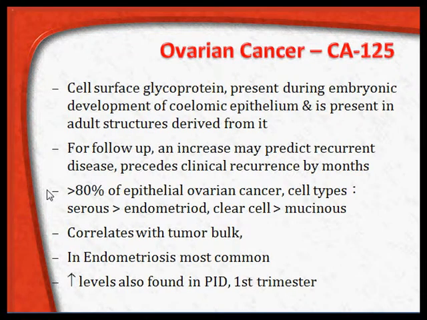So among the ovarian cancers, the cell types may be serous or endometrioid, clear cell or mucinous. This particular antigen is useful in non-mucinous, non-endometrioid types of cancers. Correlates well with the tumor bulk. In endometriosis also, it is commonly raised. Increased levels are found in pelvic inflammatory disease and in the first trimester of pregnancy. So these are the pitfalls.